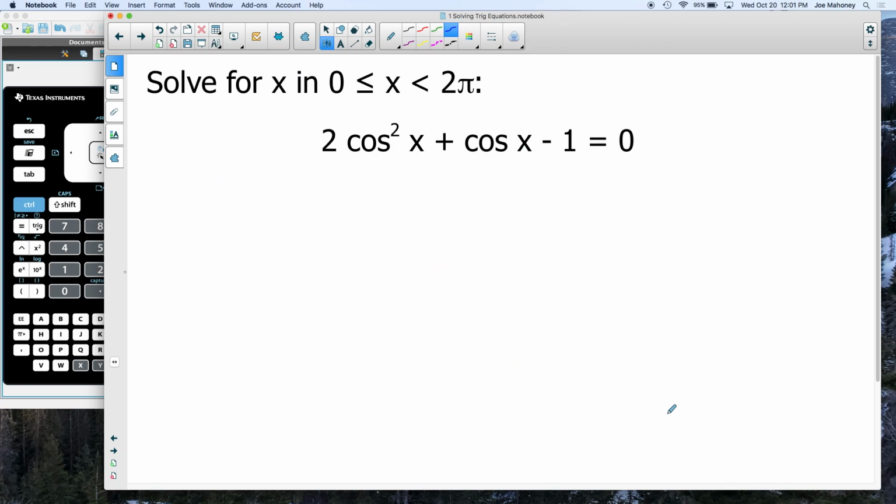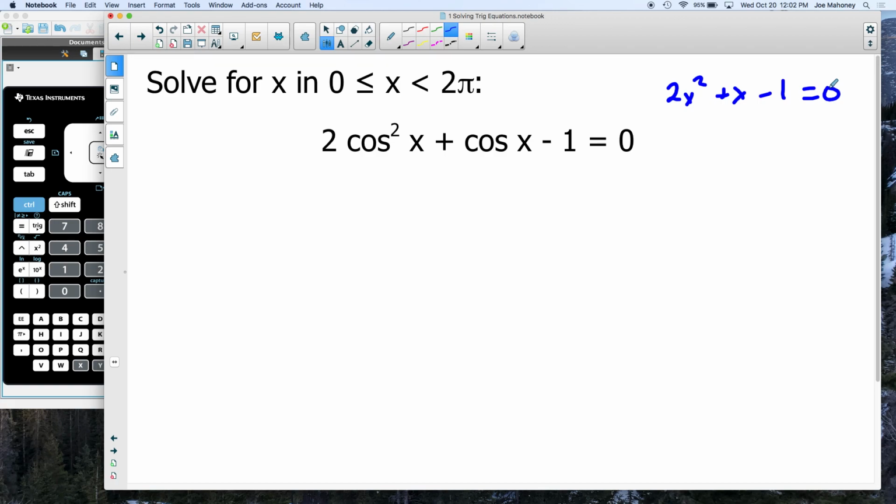So the next one we're going to solve, from 0 to 2 pi, I'm in radian mode now, is a quadratic equation. So that might be best solved by doing some factoring. When I factor this equation, it's kind of similar to factoring 2x squared plus x minus 1 equals 0. Think about trying to solve that equation. That's what I'm going to do here.